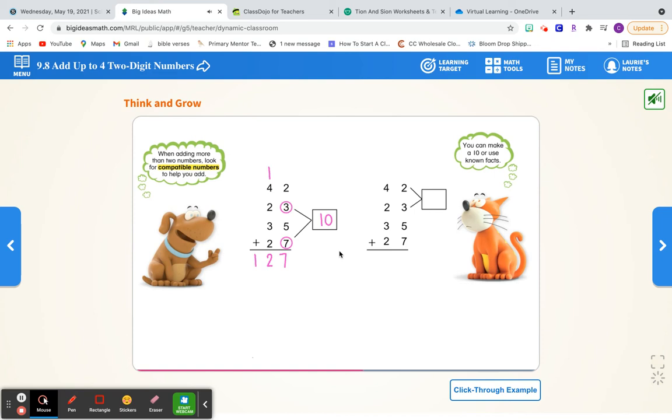Another way to solve is you can make a 10 or use known facts. Add the ones. 2 plus 3 equals 5. So 5 plus 5 plus 7 equals 17. Regroup 17 as 1 10 and 7 ones. Add the tens. 4 plus 2 plus 3 plus 2 plus 1 equals 12. So 42 plus 23 plus 35 plus 27 equals 127.